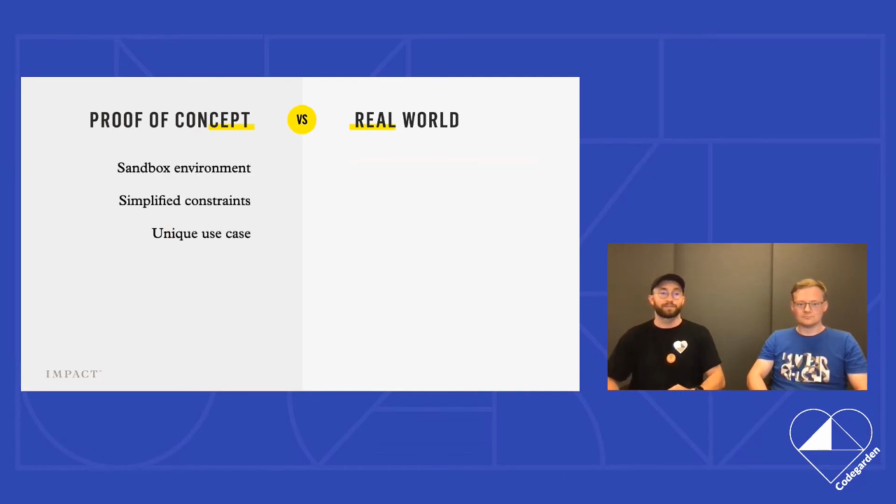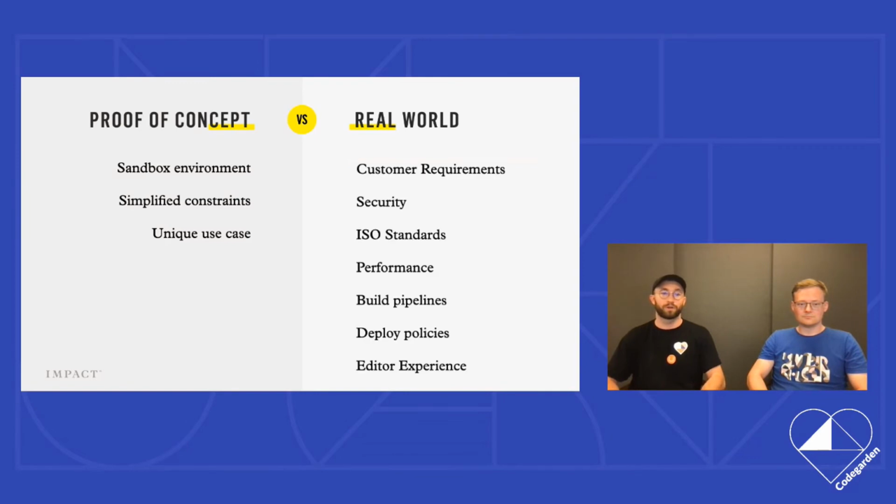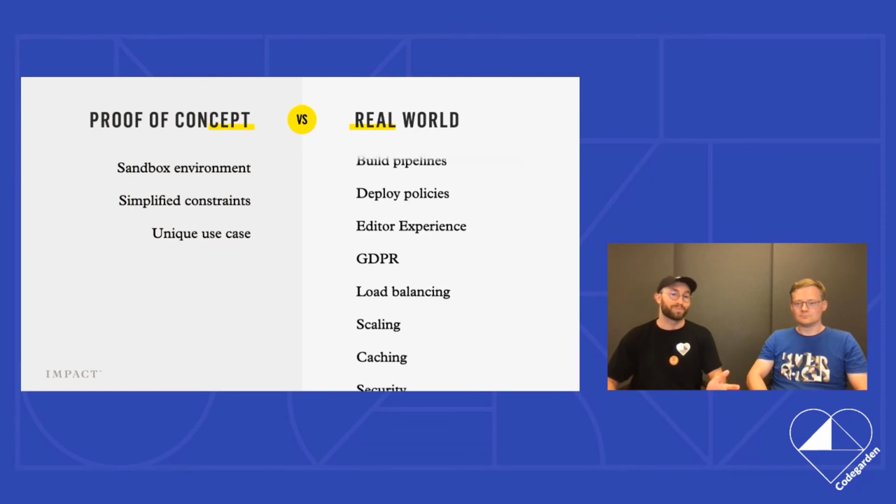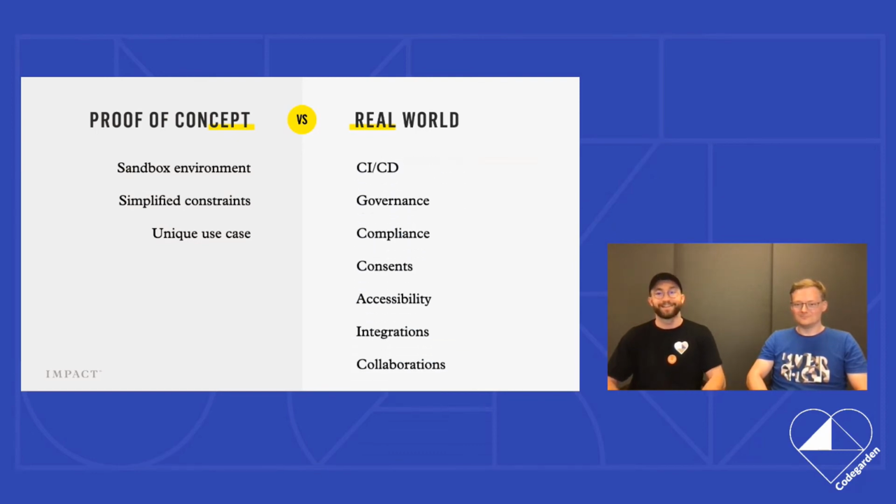A proof of concept, things are a bit less committed. It's a bit more safe. While in the real world, though, it's a bit more complicated. This is not necessarily a bad thing. It's just complicated. And it usually gets way more complicated down the road.